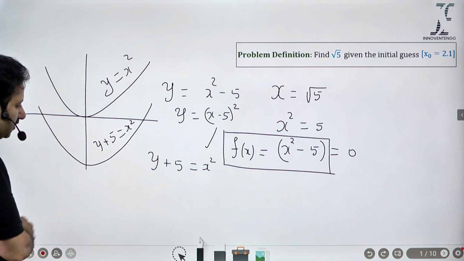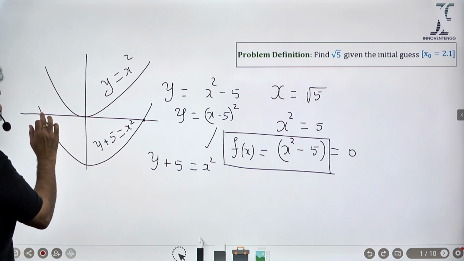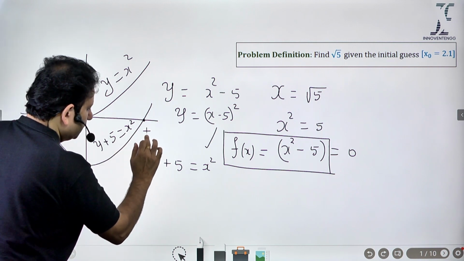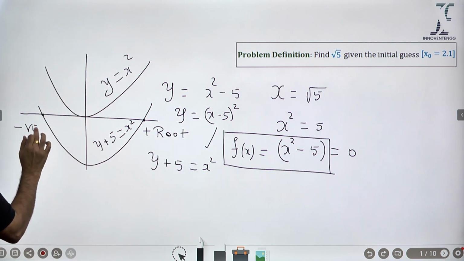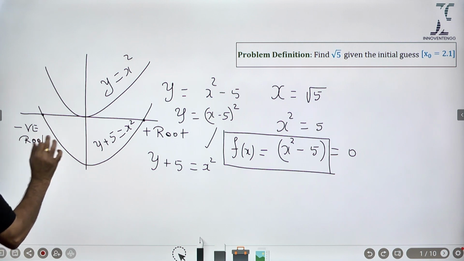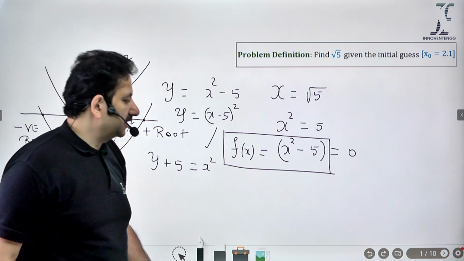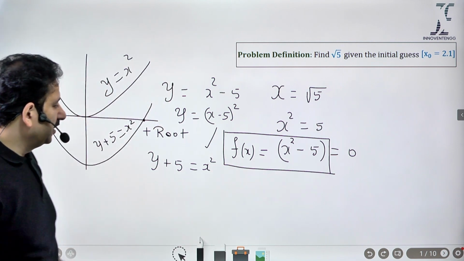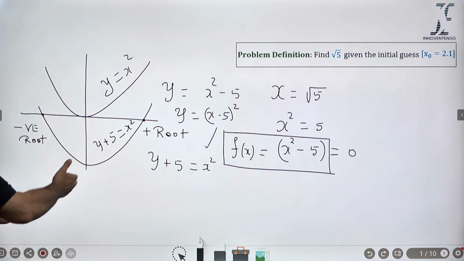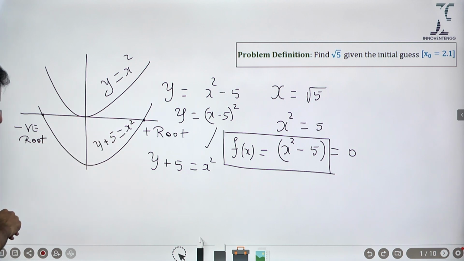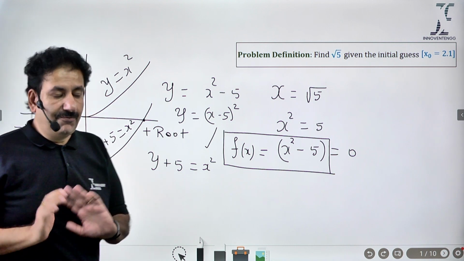Now wherever this function y plus 5 is equal to x square cuts your x-axis, there you get two possible roots. This is your positive root and this is your negative root. Am I right? So let me reiterate. First we started with x equal to root 5, and therefore we could get the function f of x equal to x square minus 5. We graphically interpreted it, we represented it graphically, and you see that wherever it cuts the x-axis, you get your roots, positive root and negative root. Till far, it is absolutely clear what we are doing.